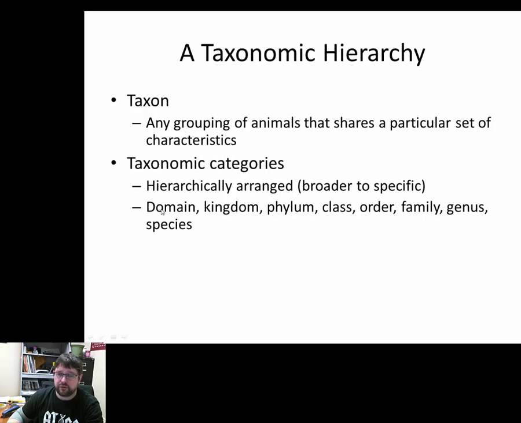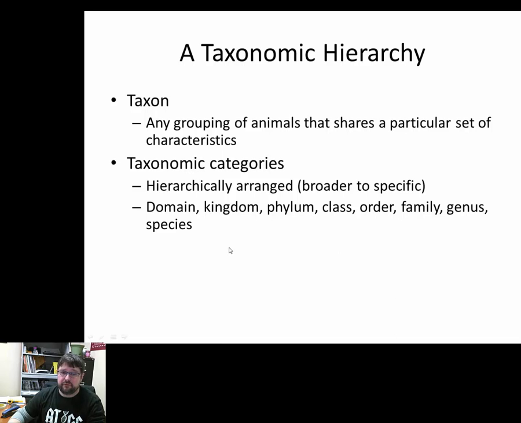Domains, currently there are three that are recognized. Kingdoms, most people are going with six kingdoms. However, there are some entities that think that there should be eight kingdoms. Phyla, there's lots. Class, order, family, genus, species, etc. So I'll just let you know that this could change in your lifetime.